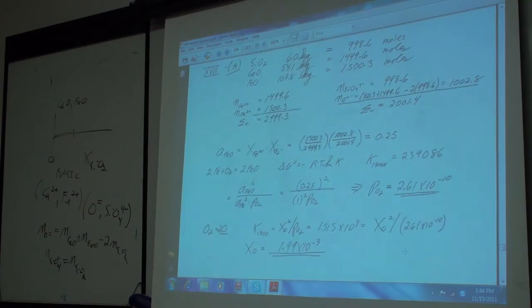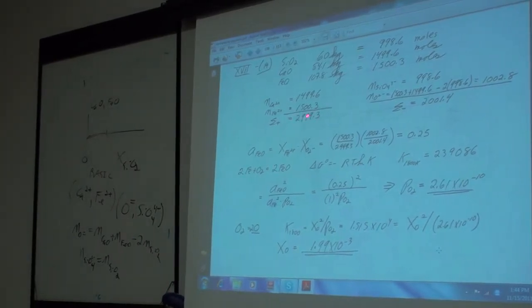So we start off by converting the mass into the number of moles of the 3 components up here. The number of calcium ions is 1499.6. The number of iron ions is 1500.3. The total number of positive ions going on the positive ion sites is that. The number of silicas is equal to the number of SiO2s. And the number of oxygen ions, as I said, is the number of CaO plus the number of FeO minus twice the number of silica. So that's the total number of free oxygen ions that are not bound up in the SiO4s. And this is the total number of negative ions.